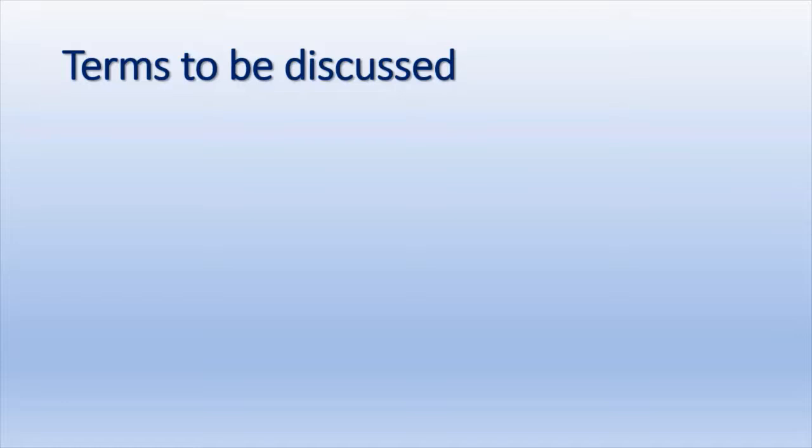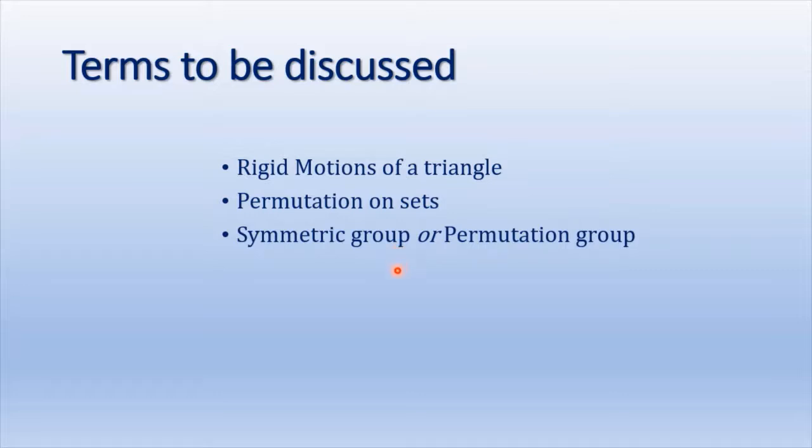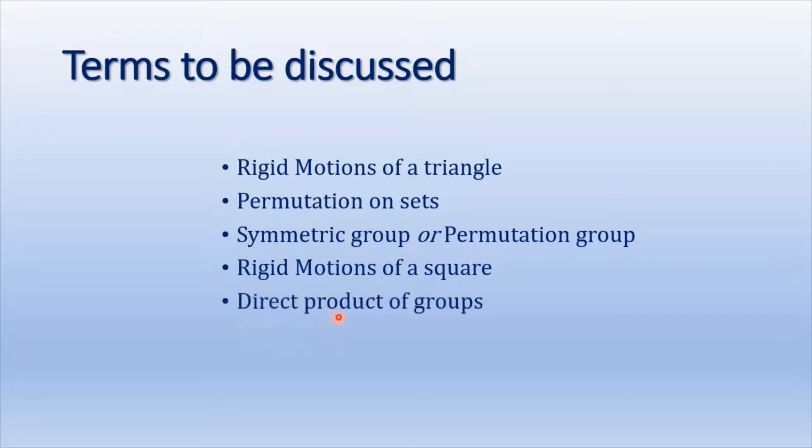The terms that are discussed in this video are rigid motions of a triangle, permutation on sets, symmetric group or permutation group, rigid motions of a square, direct product of groups.